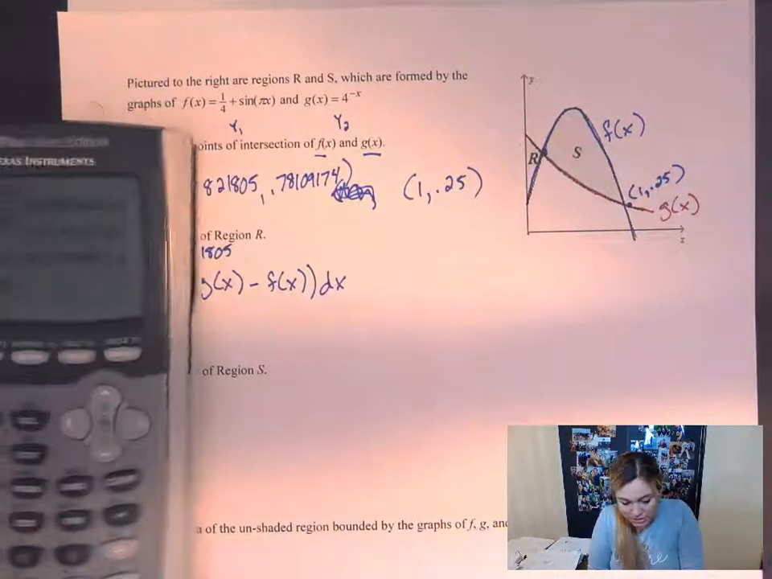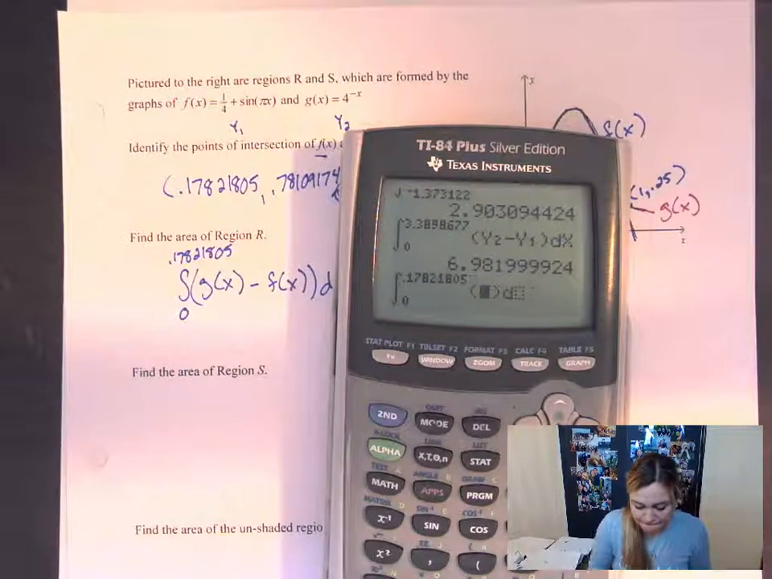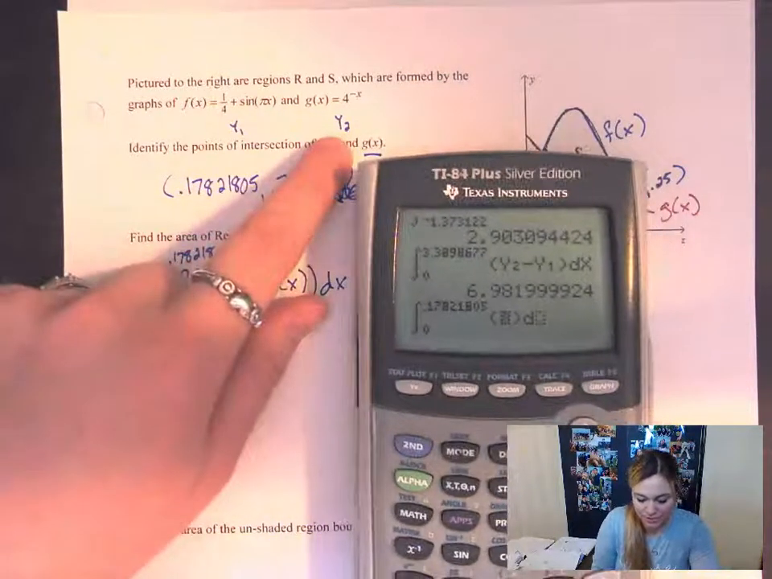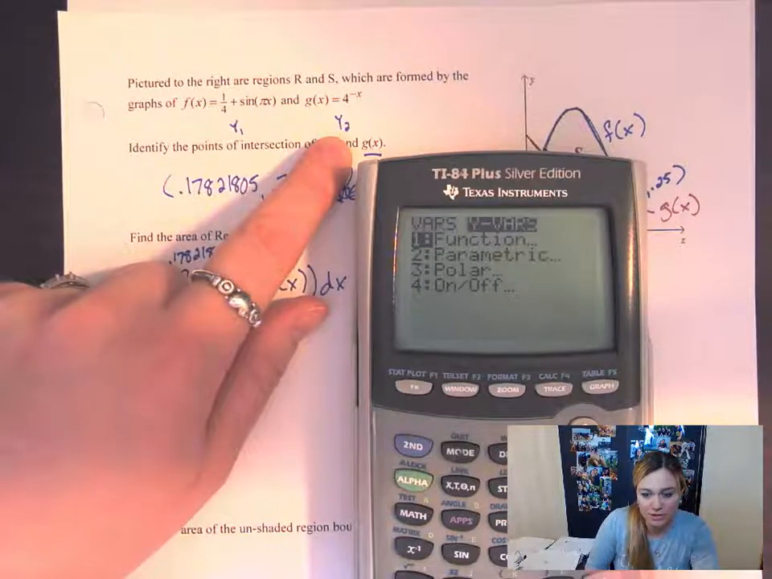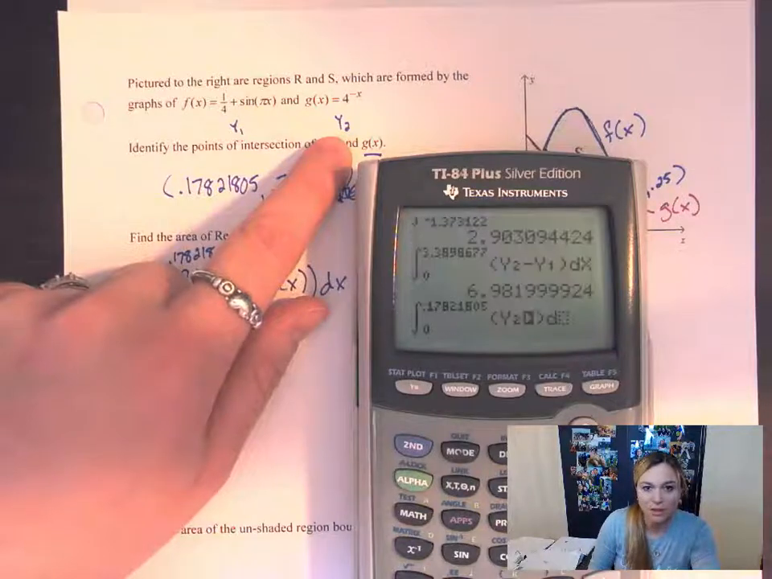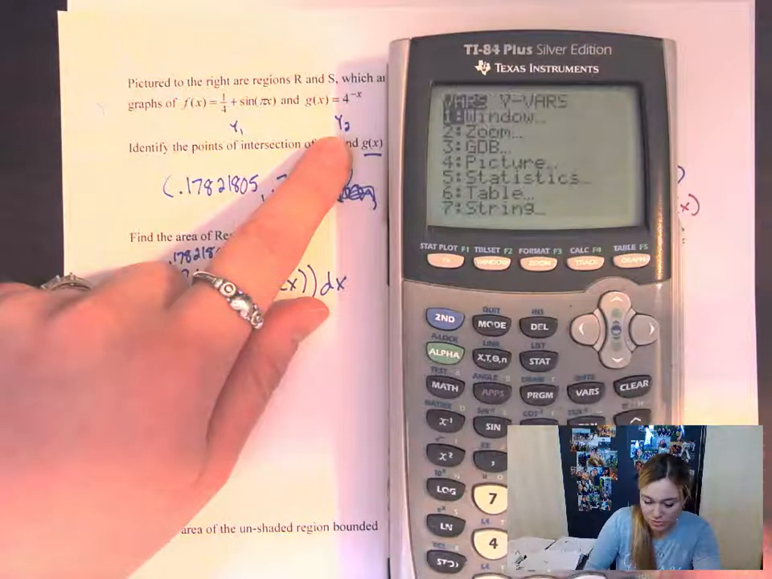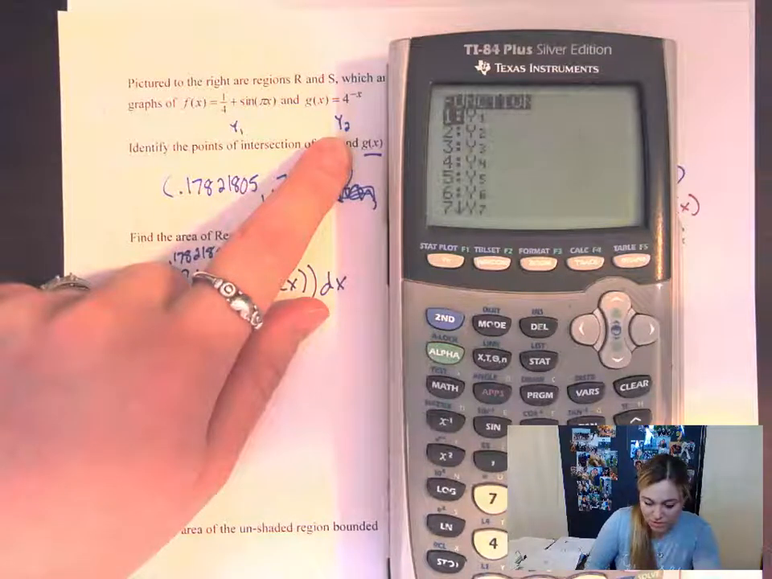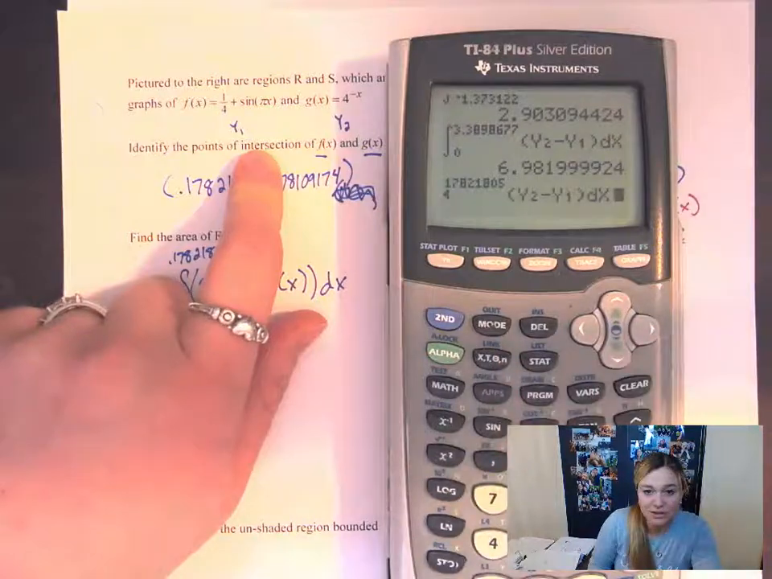I'm going to go 0 to 0.17821805. G of x minus f of x. Remember, g of x is my y2. So remember how I already had this in my y2 and y1. I can go to vars, y-vars, function, y2. Remember vars is right here. Vars, y-vars, function, y1. You still need to make sure you put d of x over here.